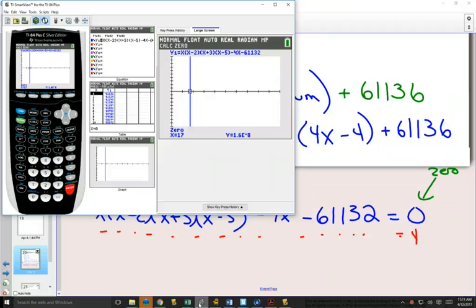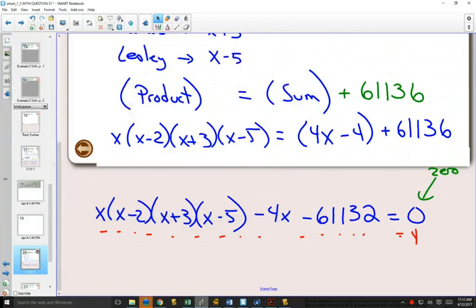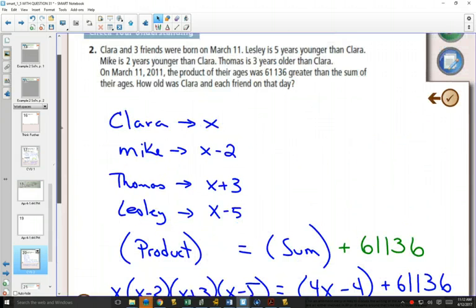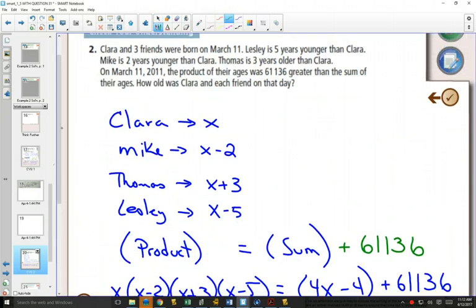1.6e to the minus 8 is scientific notation. It means the decimal 0.000000016, which is really, really close to 0. But just be aware that if your calculator ever gives you numbers with an e like that, you have to think in scientific notation. So we know that Clara is 17. We can now say, how old was Clara? 17. How old were each of these friends? Well, this 15, 20, 12.